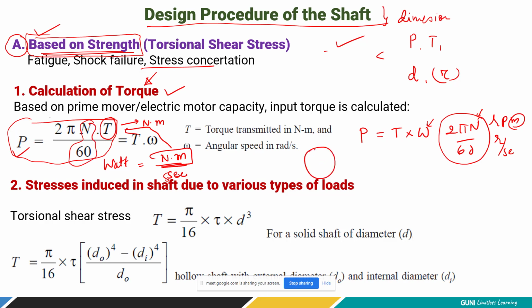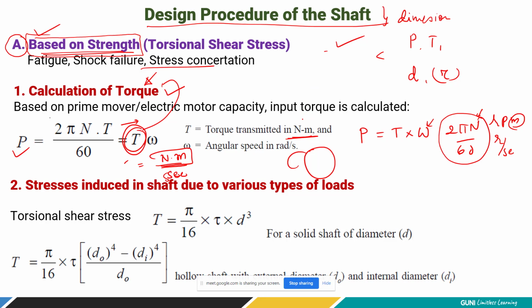Means in 1 second this much torque is applied to the shaft, or it is transmitting, and total multiplication of torque and the speed is going to give you the power, right? So here you have to remember from this power equation P is equal to 2 pi NT by 60, the torque you are going to find, remember, is always having unit of Newton into meter, not in millimeter.